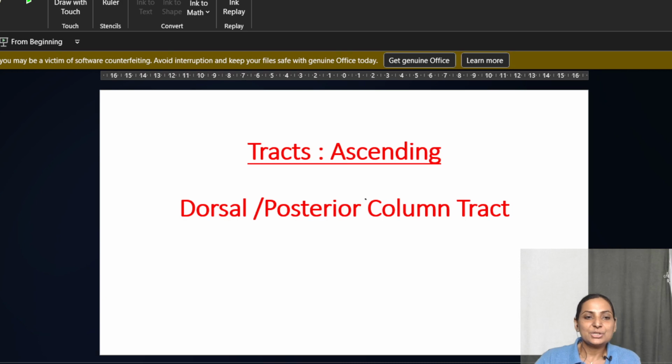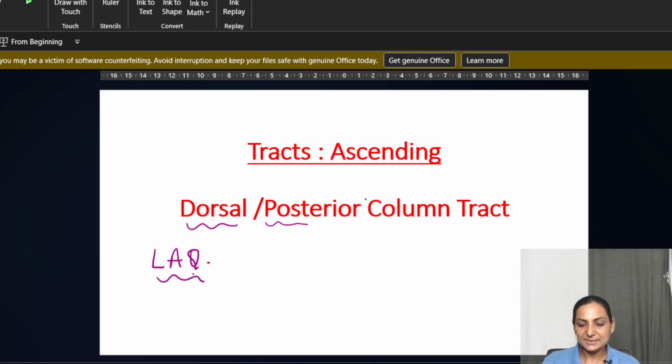I'm going to start today an LAQ writing, which will be on a question taken from CNS. So we are going to start with ascending tracts, right? And today we will be discussing the dorsal, also called the posterior column tract. And I'll also be telling you how to write an LAQ over this.